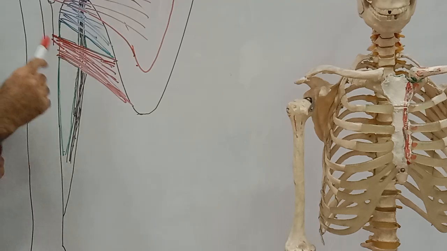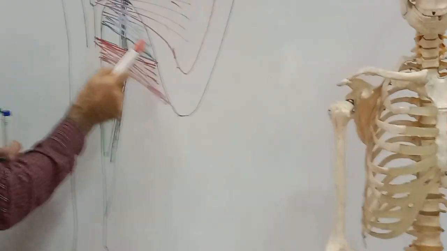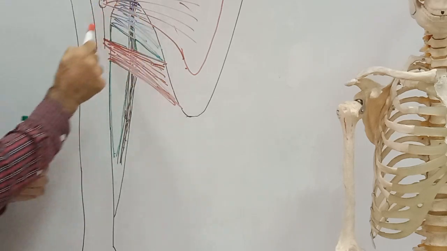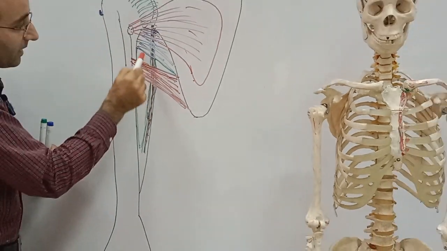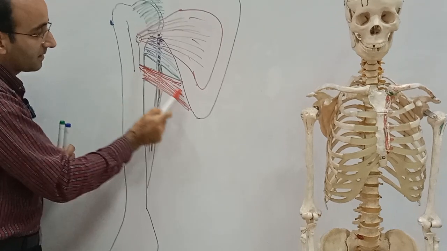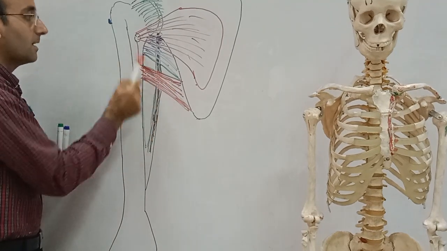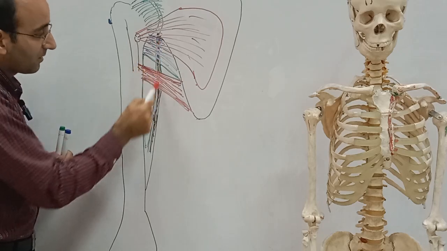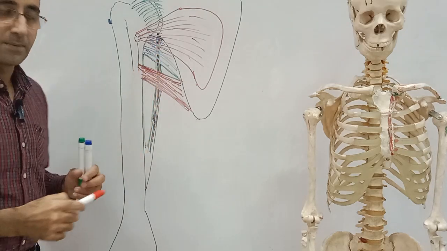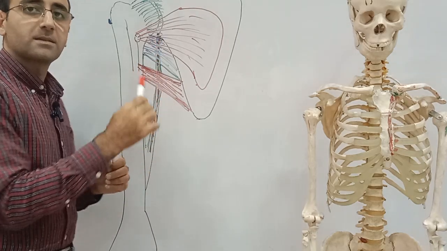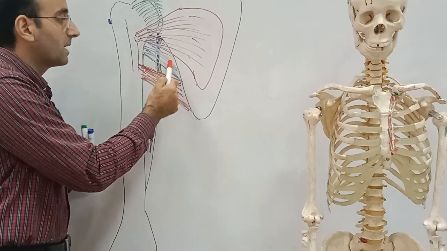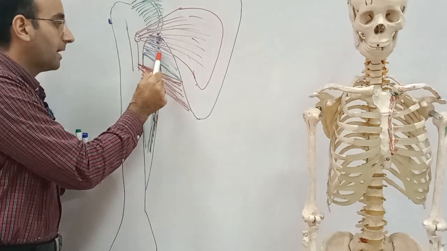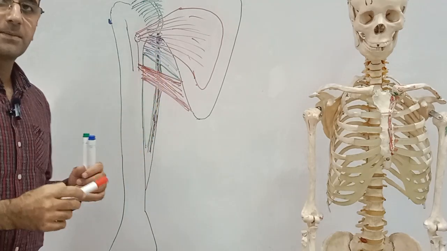The quadrangular space is bounded superiorly by the teres minor, the subscapularis, and the capsule of the shoulder joint. Inferiorly, the quadrangular space is bounded by the teres major muscle. Laterally, it is bounded by the surgical neck of humerus, and medially, it is bounded by the long head of triceps. Then comes the upper triangular space. The upper triangular space is bounded superiorly by the teres minor, inferiorly by the teres major, and laterally by the long head of triceps.